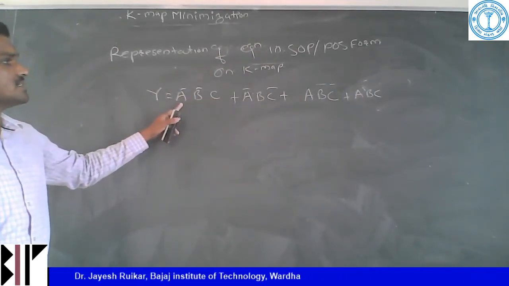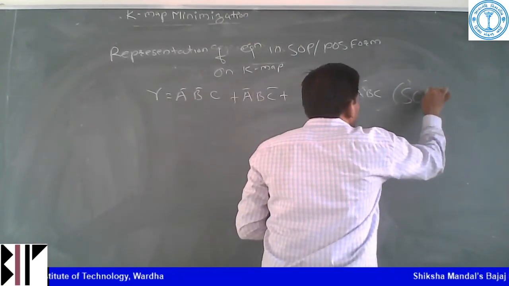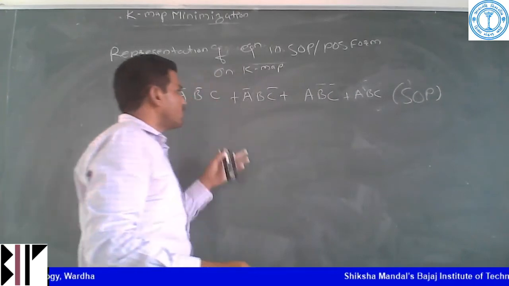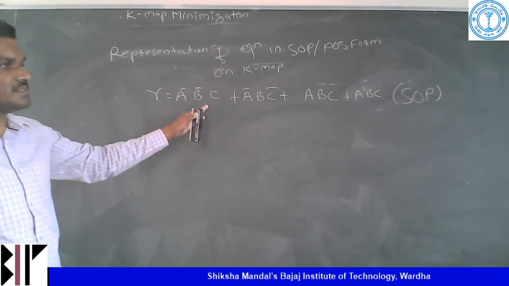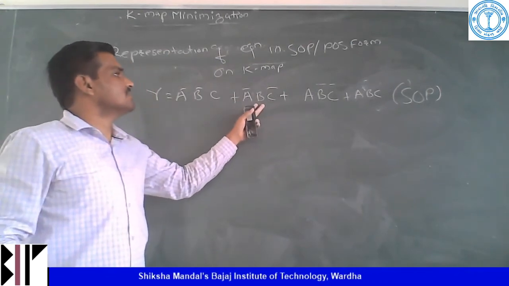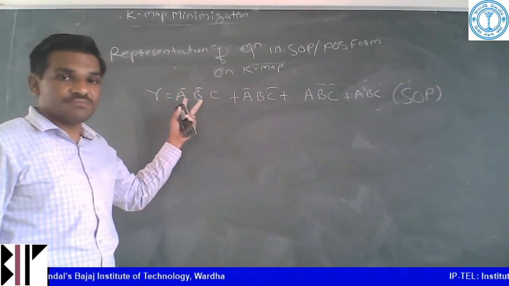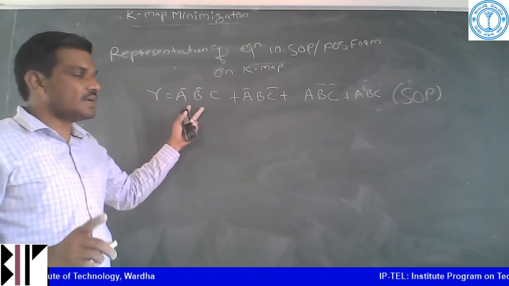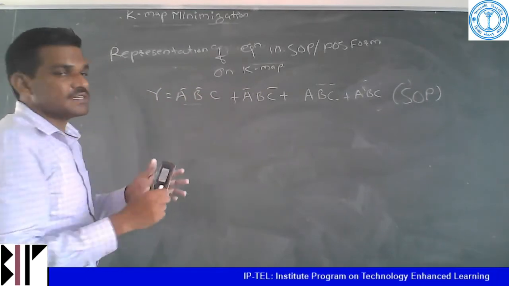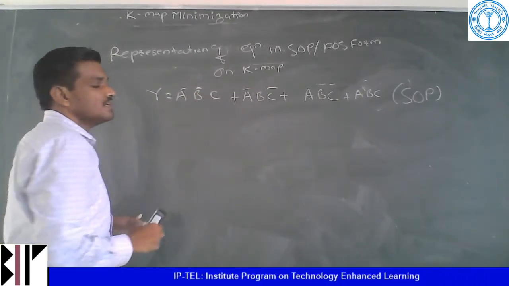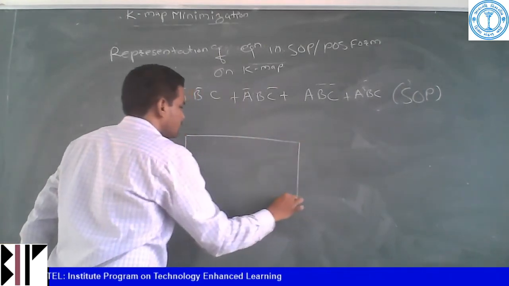By looking at this equation, you can see that it is in SOP form, that is sum of products. So that means we have to represent it in terms of min terms, and we consider the output of each min term equal to 1. So the output of this equation is 1, and we have to represent 1 in the cells of the K-map. So this is a 4 variable K-map. I will write here, 4 variable K-map.